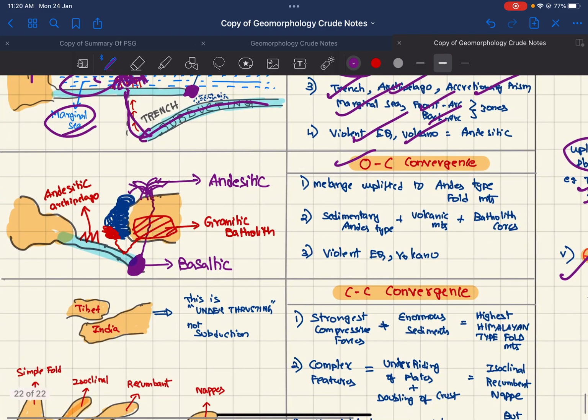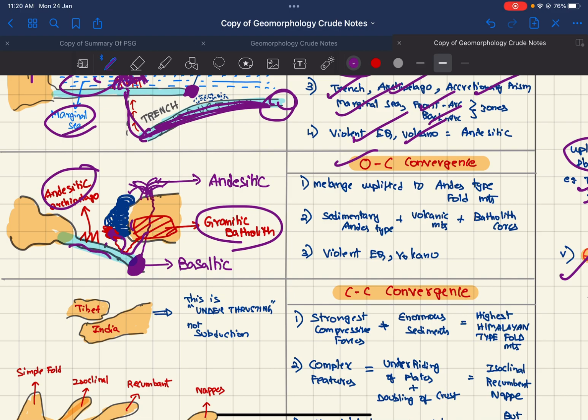Coming to the OC type convergence, here this ocean is finished, and we have the continent here, which is coming over here. Since there is the andesitic archipelago and other sediments of andesitic nature, they will turn into granitic batholith here, and the basaltic ocean floor is subducting. It will form as the andesite here. All this melange will form into the Andean fold mountains. So melange is uplifted into Andes type fold mountains.